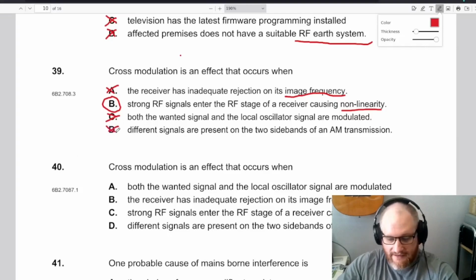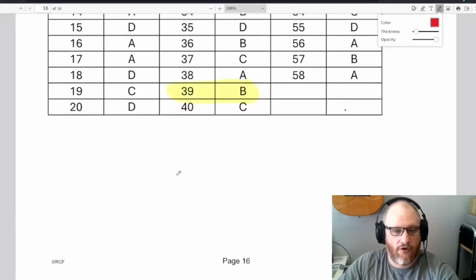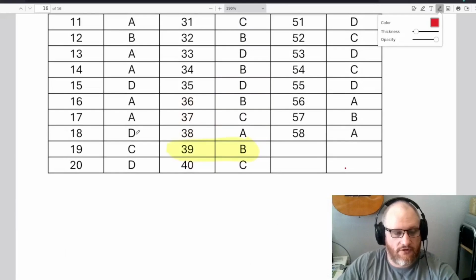So let's go and check the answers, see if we've got that one right. And for 39, it is option B. It is the result of strong RF signals entering the receiver and causing non-linearity.